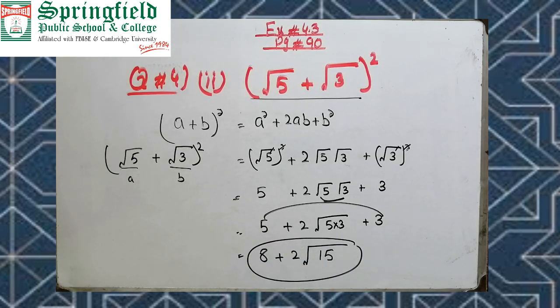We cannot add 8 plus 2 because the 2 is under root 15 and 8 is a simple whole number. It doesn't have any third number. So beta, this is your answer. We cannot add 8 plus 2 because it has the third value under root 15 and 8 is a whole number, so we cannot add. If 8 had under root 15 then we could add, otherwise not.